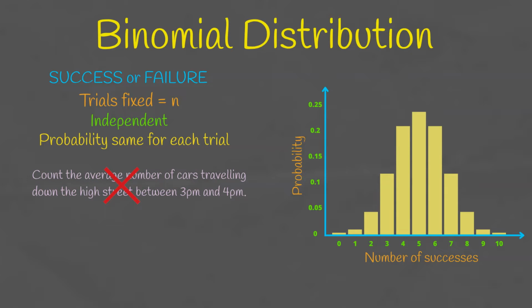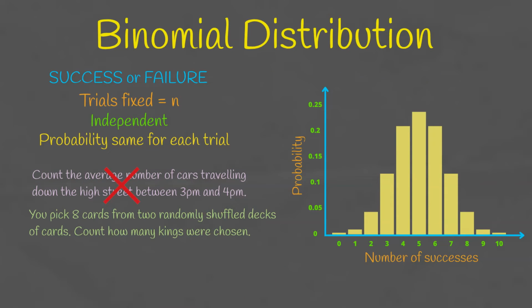So we can discount that one, but what about if we count the number of kings we choose when we pick 8 cards from 2 randomly shuffled decks? Well, this one looks a bit more promising. Now here we do have success or failure because success is choosing a king. We also have a fixed number of trials because we're picking 8 cards, so we have 8 trials. However, are they independent? Well, no, they're not, because if we pick a king, the next time we choose a card, there are less kings to choose from, so they're not independent of each other.